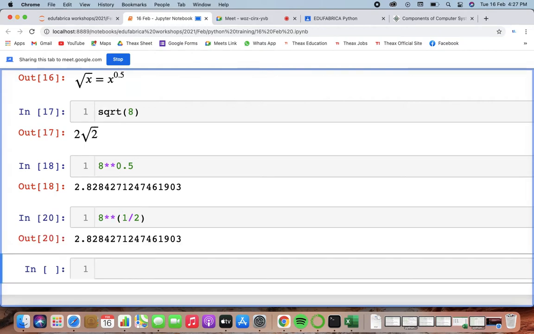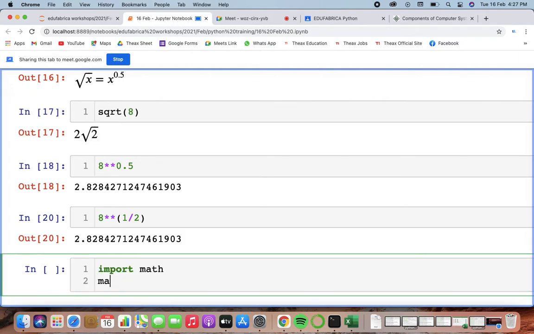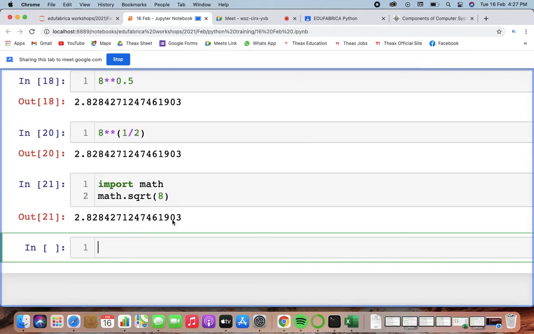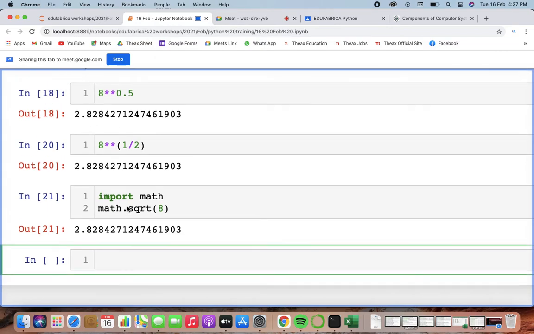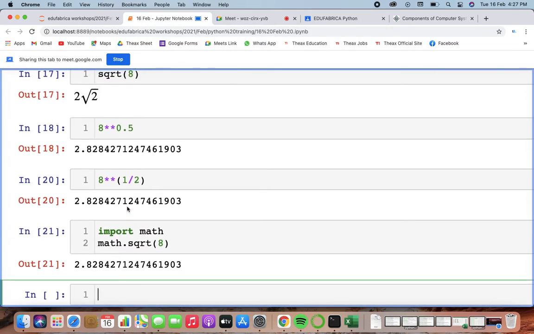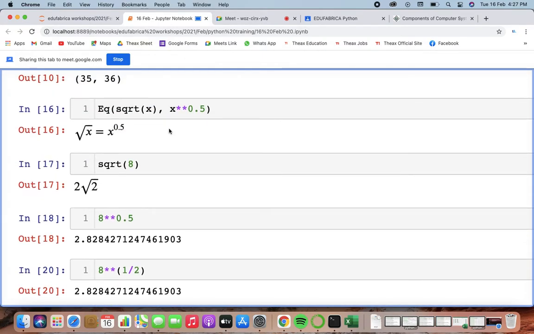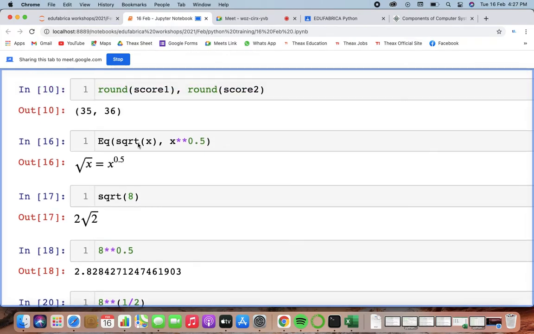Possibly like this, right? Or when you go with something mathematical, then you have to use the math module. So for square roots you'll be using math.sqrt of, let's say, 8. See, the results are the same, right? 2.828 and so on. But when you need it in graphical or symbolic forms, you'd use a package called sympy. It's not in your course right now, but I'm just showing how it looks.